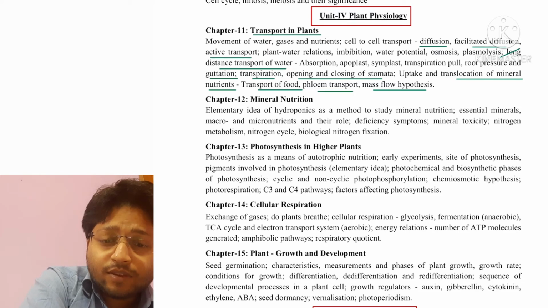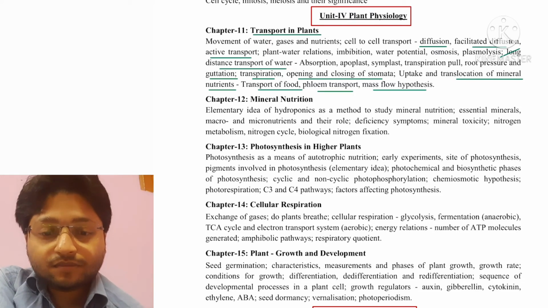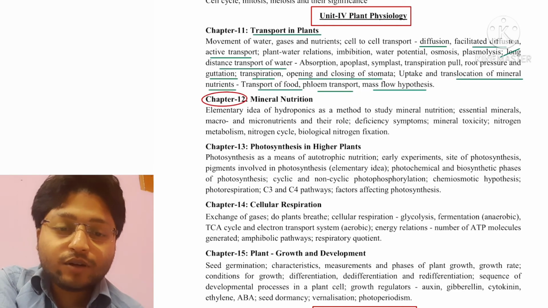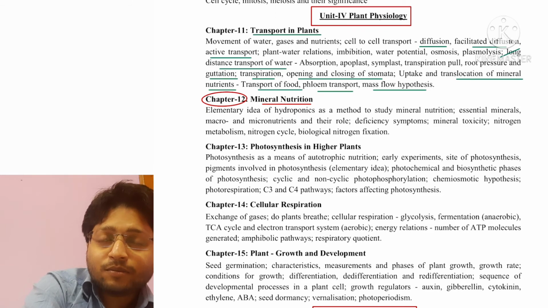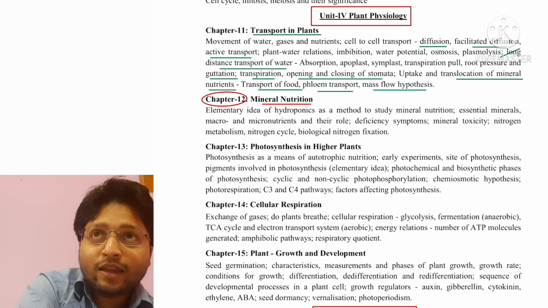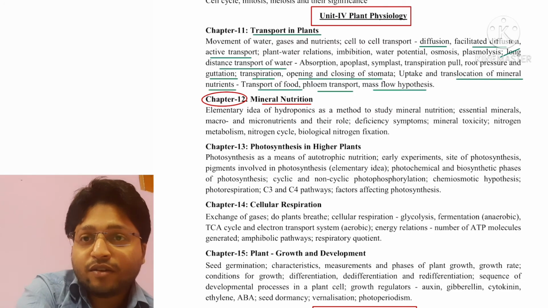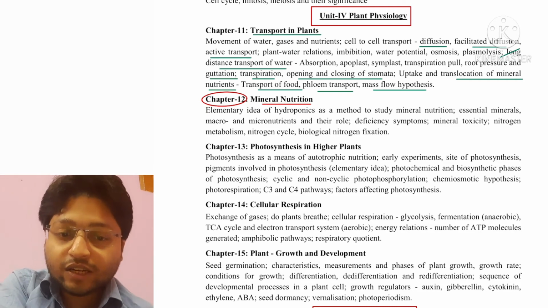Next, the mineral nutrition, right? Chapter 12, mineral nutrition. So in this chapter you will learn about the different minerals absorbed by the root from the soil, how they are important, okay, how they play a role in maintaining different physiology of a plant. Okay, so this is the mineral nutrition.